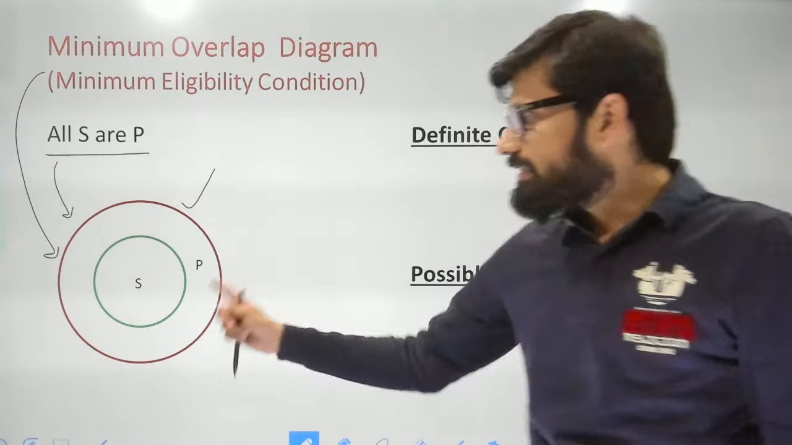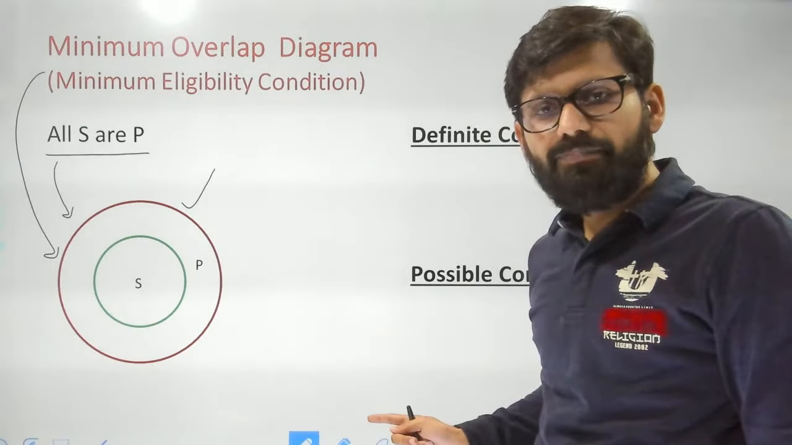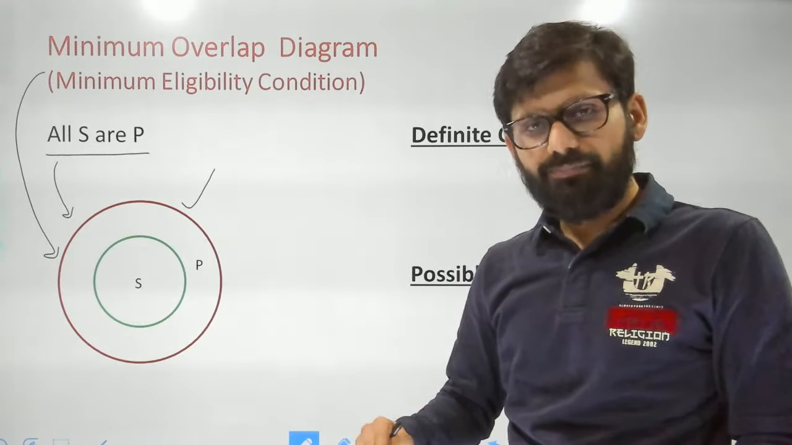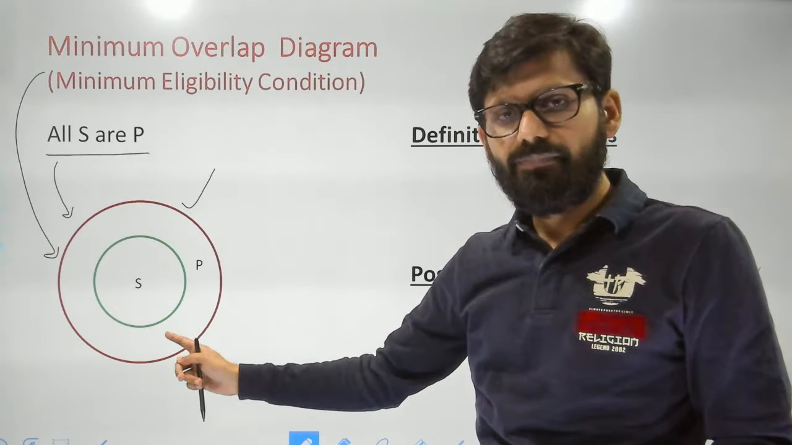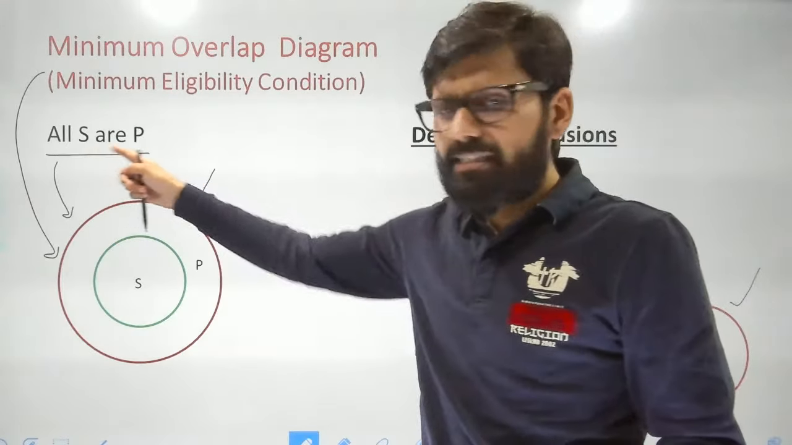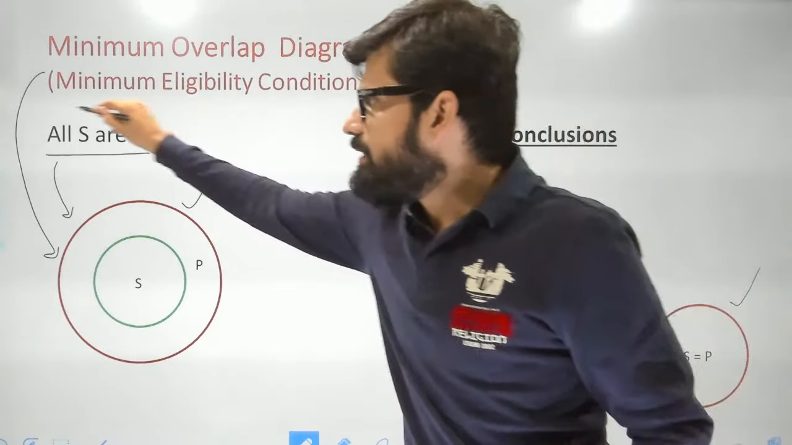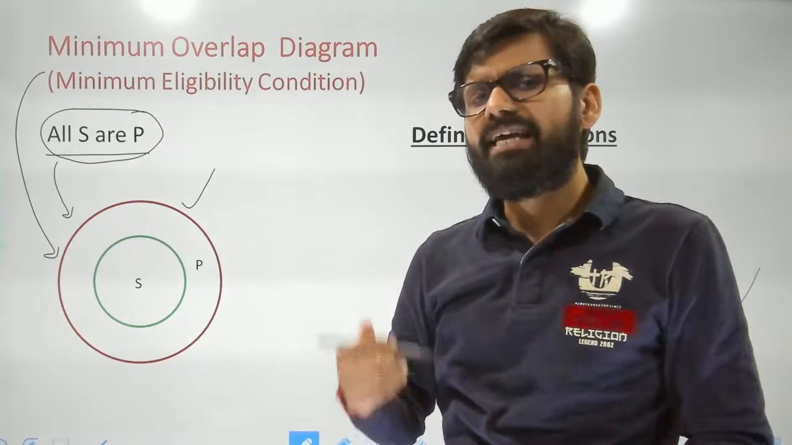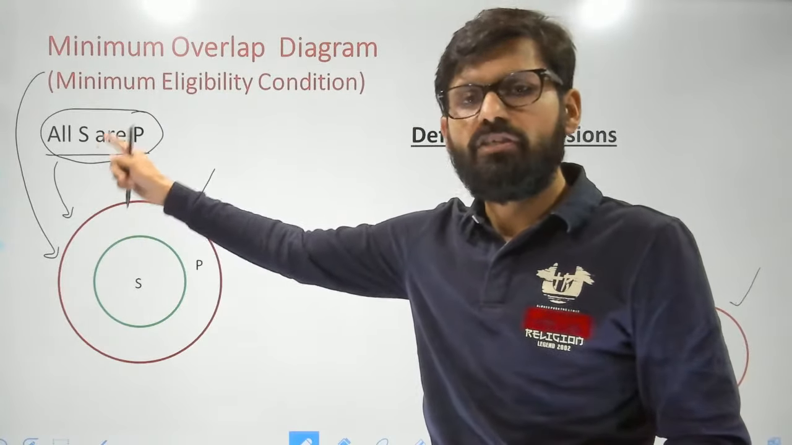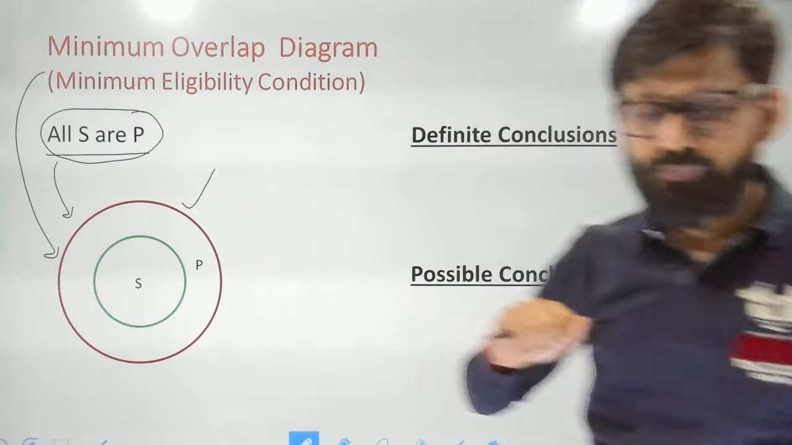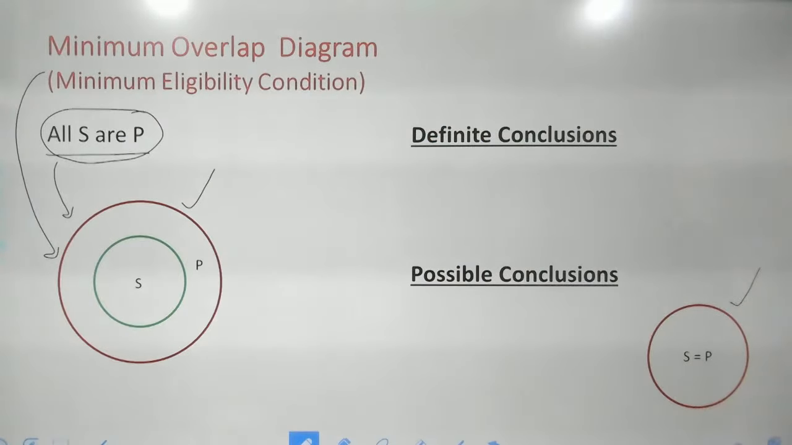As I said, the possibility of both these happening is equal, 50-50, right? But when we are solving questions, we are drawing this diagram, right? Now, let's look at this statement in detail, all S are P, and let's try to understand what conclusions will definitely follow if this is true, if all S are P is true. Okay, now all S are P we are taking it to be true, and we understand these are the two possible ways that we can draw all S are P.